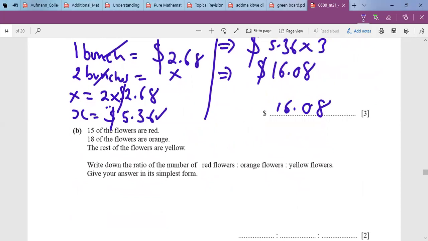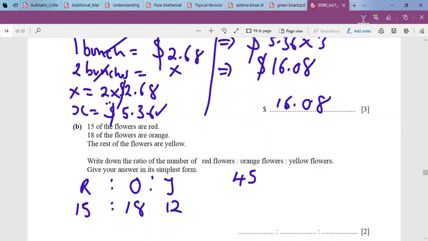Now, 15 flowers are red, 18 flowers are orange, and the rest are yellow. The total number of flowers is 45. So when you add 15 plus 18 and subtract it from 45, we get 12. So there will be 12 yellow flowers.